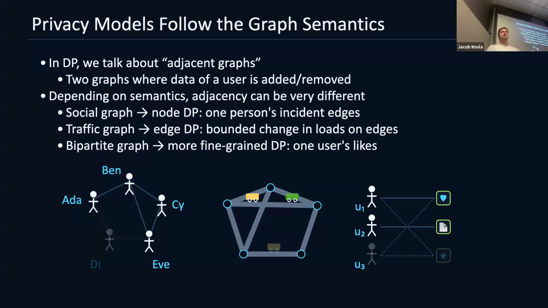These three examples just show that it's an interesting problem to even think about what privacy means for graphs, and in my opinion, it hasn't been completely resolved yet.